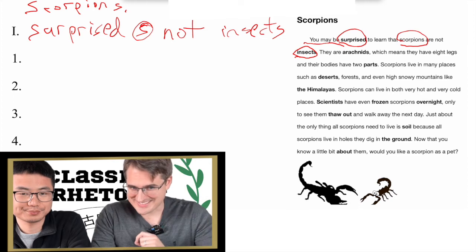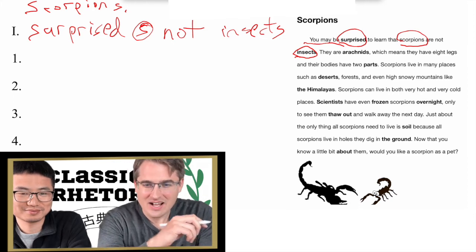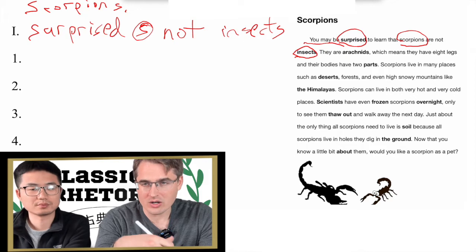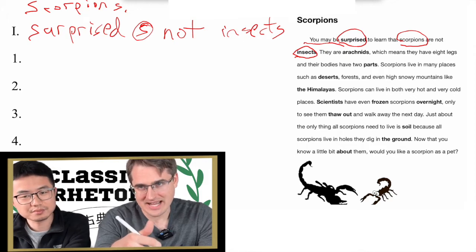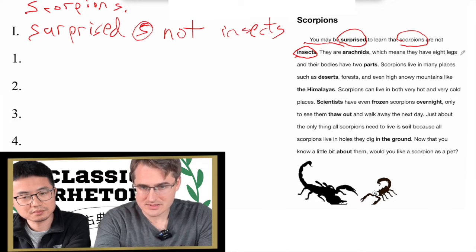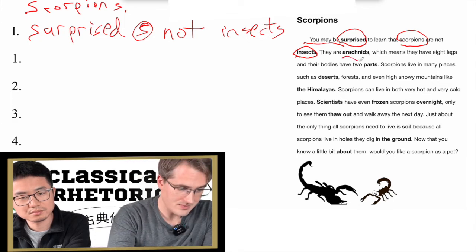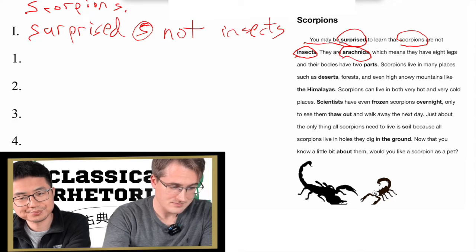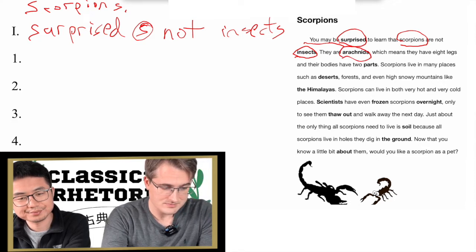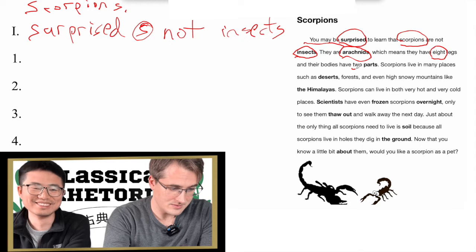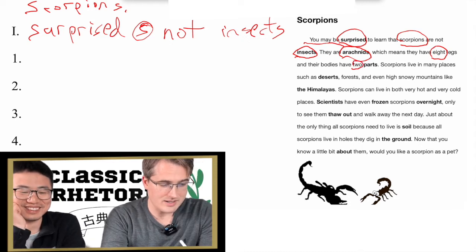Your words are precious. Okay. Next sentence. They are arachnids, which means they have 8 legs and their bodies have 2 parts. Let's ask Louis, can you give us 3 keywords? Arachnids is the first one. Okay, arachnids. And A. 8. 2. Okay, I'm going to give you a trick.